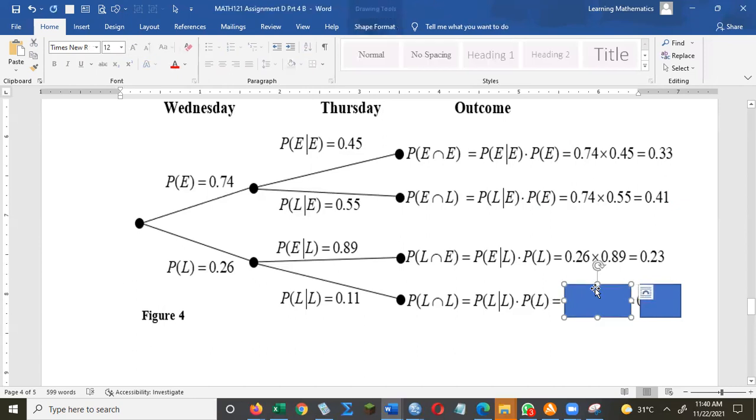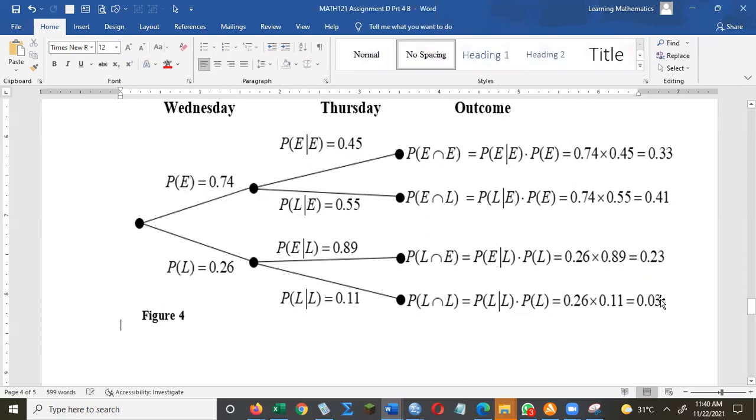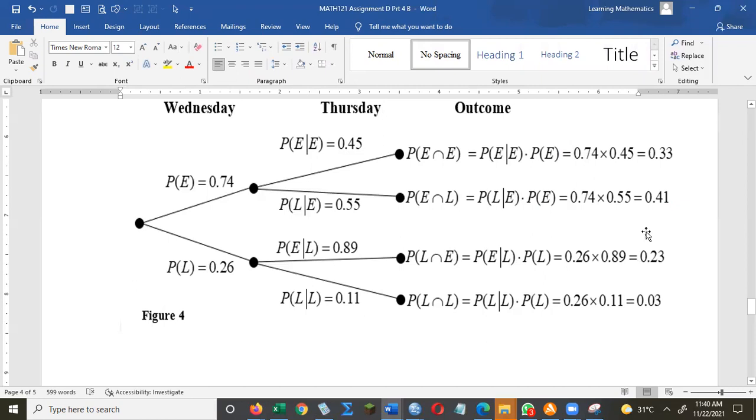And you just multiply. Another note that you must take into consideration is that all those 4 probability values must add up to exactly 1. The branches across any node must add up to 1. All the outcomes, here you have 4 of them, must add up to 1. So this is what you do for number 12, assignment D, part A.